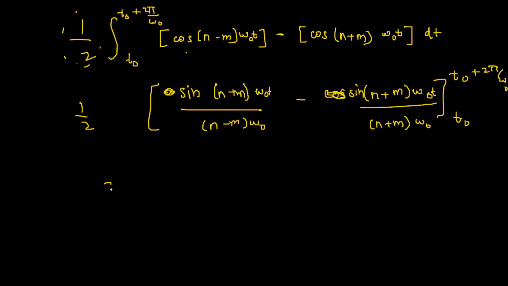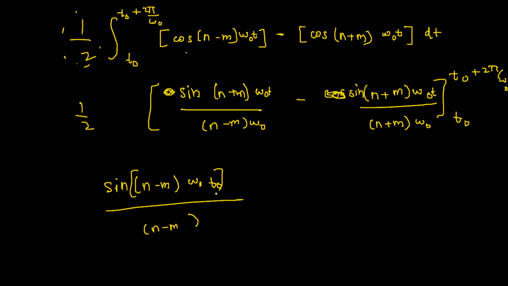We'll get sine of n minus m. Upon multiplying it with t naught, we get n minus m omega naught t naught divided by n minus m, this whole thing inside sine n minus m omega naught, right? What we actually need to see here is when we are substituting t naught plus 2 pi by omega naught. Wait, let me just write this entire thing again.